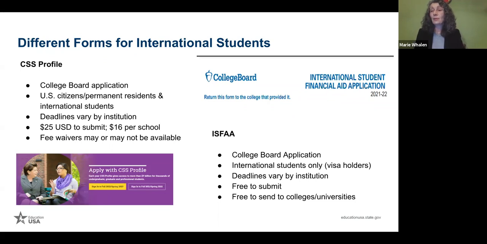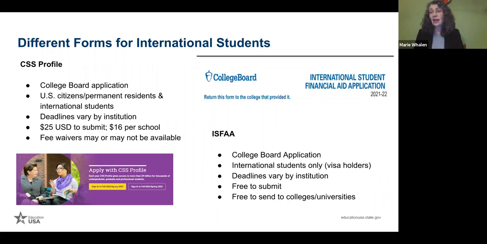The CSS profile, fortunately, was designed in such a way that both US and international students can use it because it has options and modifications for both types of applicants. The International Student Financial Aid Application, or ISFAA, however, can only be submitted by international students, for whom it's solely designed. Both the CSS profile and the ISFAA are administered through the College Board. And there are similarities with both applications as well as key differences that I'll discuss in following slides.